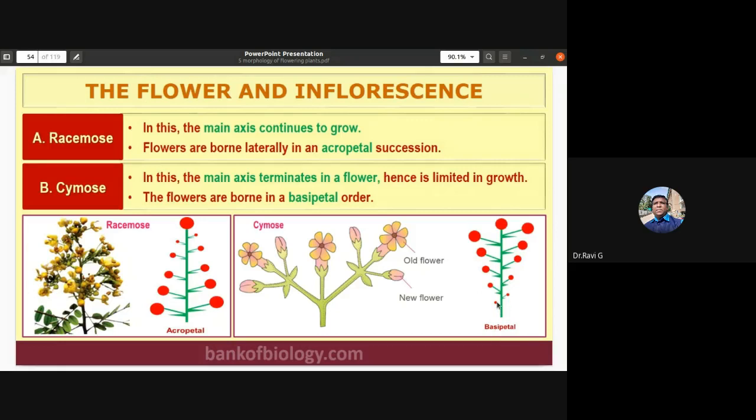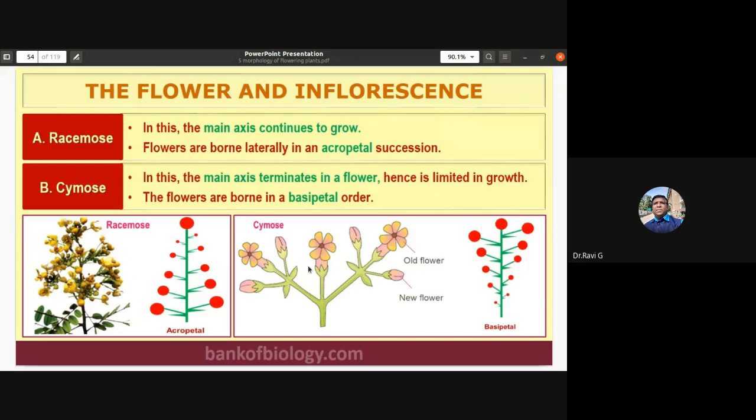That is, you find the younger flowers at the base and older flowers are at the apex. So younger flowers are at the base of the inflorescence. The buds are seen at the base of the inflorescence. The older flowers, they are found at the apex of the inflorescence axis. What is inflorescence axis? We call it as peduncle.